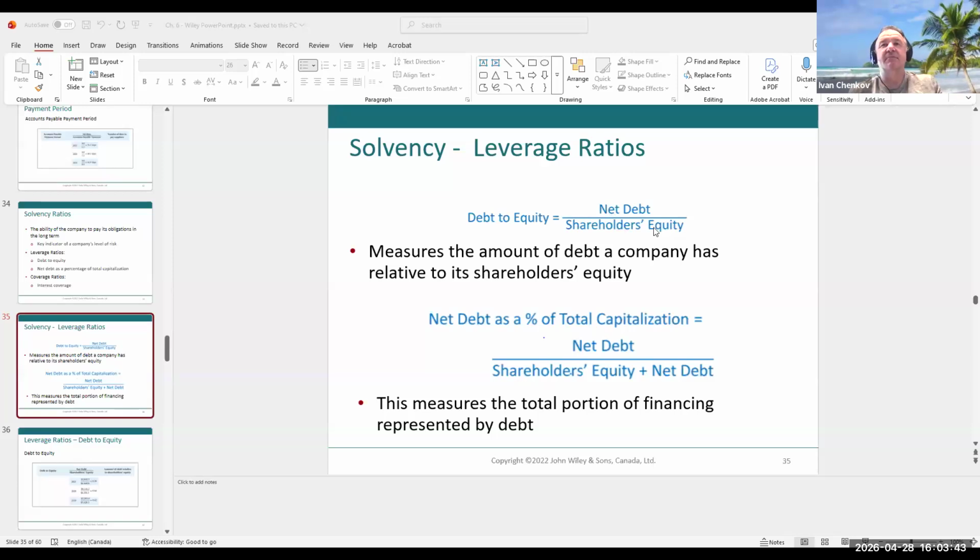So let's go back to our slides. And let's continue with the slides. So debt to equity ratio, again, is the net debt divided by shareholders' equity. And the net debt divided by shareholders' equity plus the net debt will be actually your 100%, is going to give you what's the percentage of the debt out of the total capitalization, which we already saw it's the entire capital.